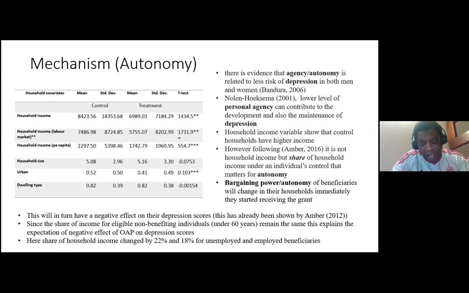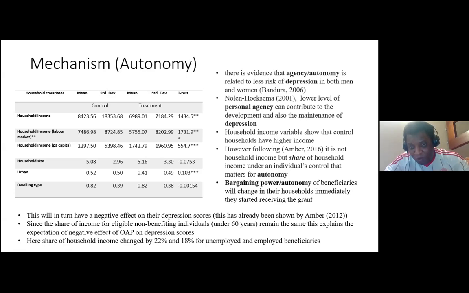And when we look at the household income in the treatment and the control group, I'm not showing the full summary statistics because there is no space for it. I'm only showing this one because it's very important to talk about the mechanism. We'll see that on average, people in the treatment group have lower income than people in the control group, whether you consider the full household income, the household income from the labor market, or the household income per capita. So it's slightly lower in the treatment group than in the control group.